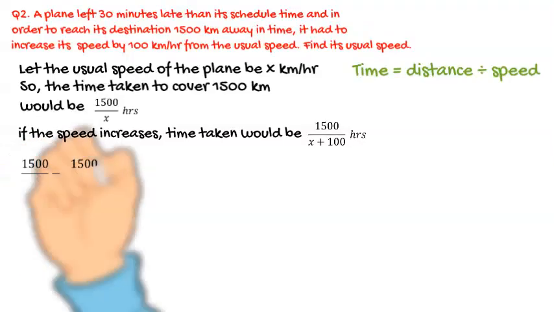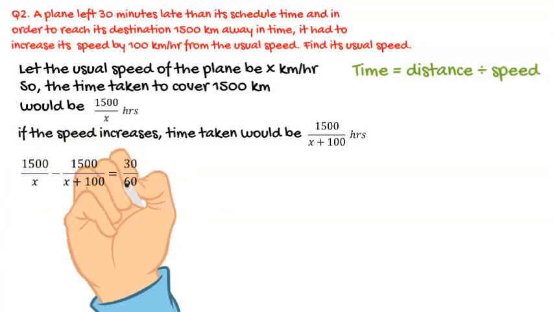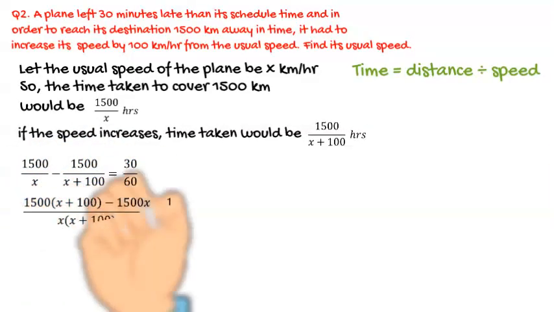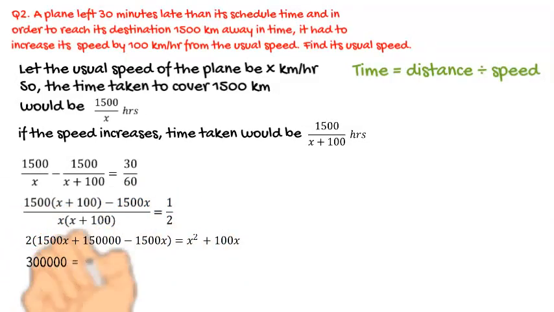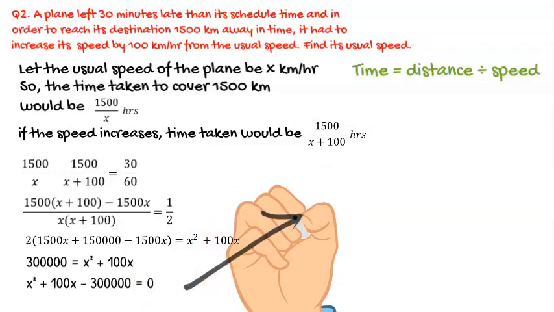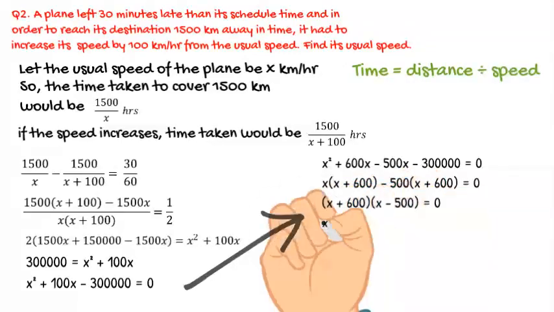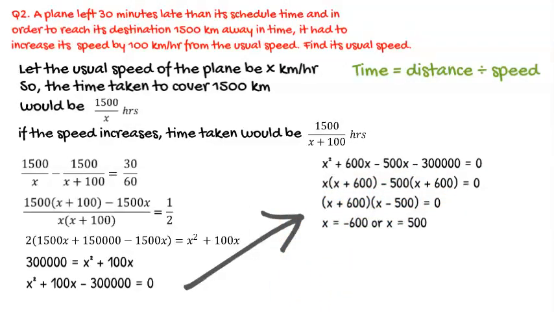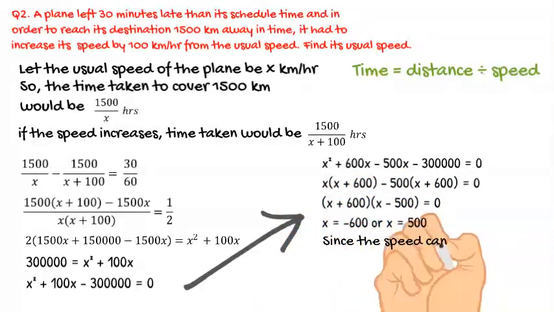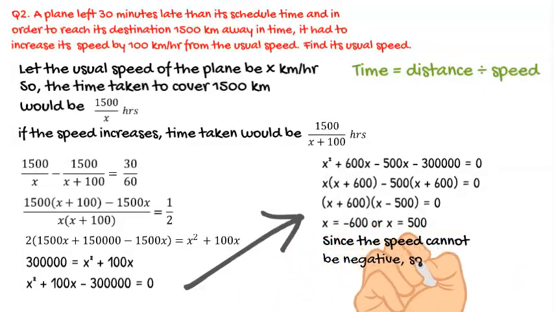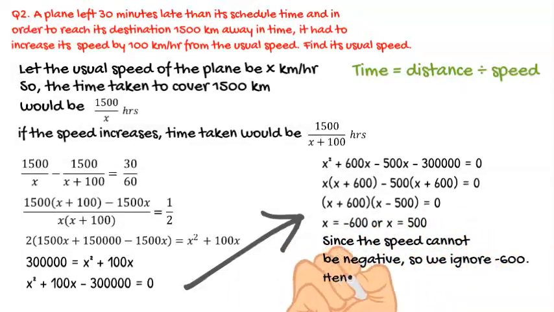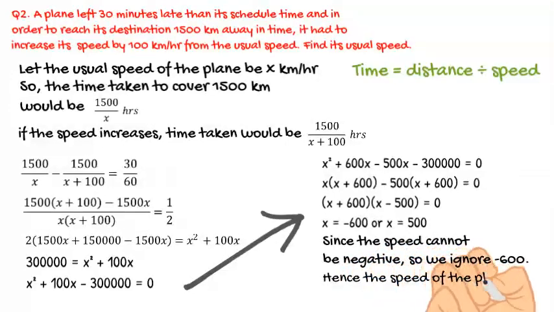According to the question we have, 1500 by x minus 1500 upon x plus 100 is equal to 30 by 60. Solving this, we get the equation x squared plus 100x minus 3 lakhs is equal to 0, which can be further solved and we'll get x is equal to minus 600 or x is equal to 500. Since the speed cannot be negative, we ignore minus 600. Hence, the speed of the plane is 500 kilometers per hour.